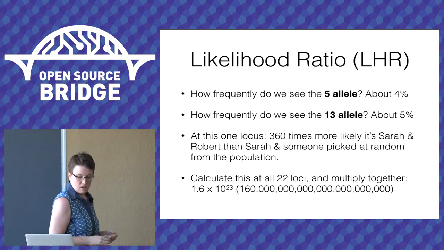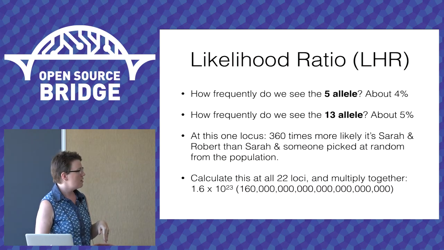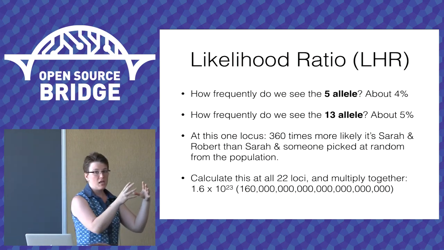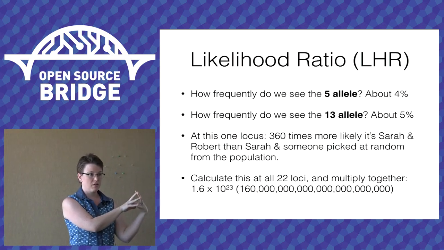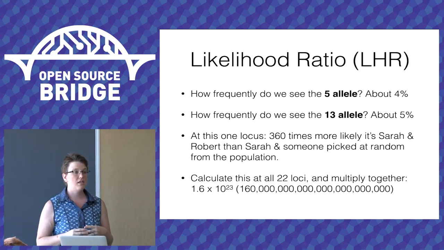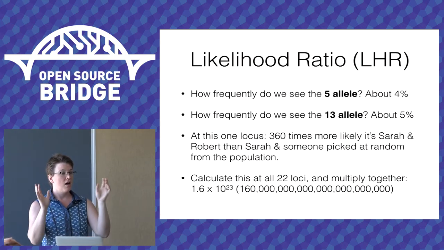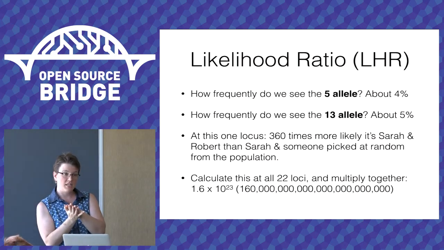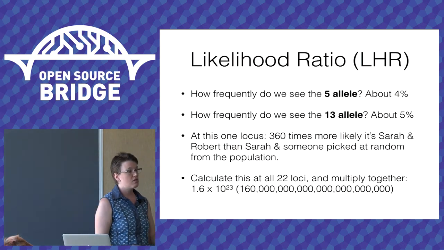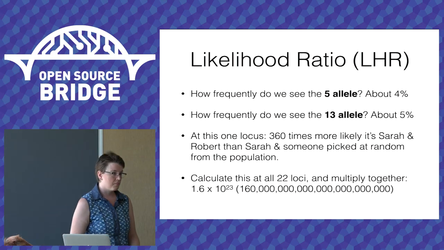So at this one little bit of DNA where I've got the 5, 7, 9, 13, I can compare the hypothesis that this is me and Bob versus me and a random person from the population. And when I do that math, I come up with a number: 360. It is 360 times more likely that this evidence is the result of me and Bob mixing our DNA together versus me and a person I plucked at random from the population. So it's more likely than not that this is a mixture of me and Bob.